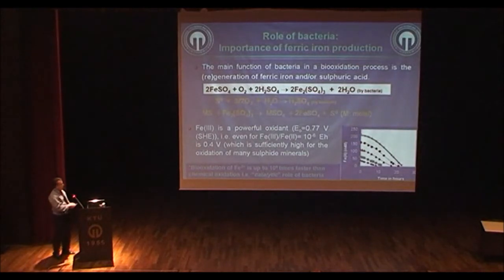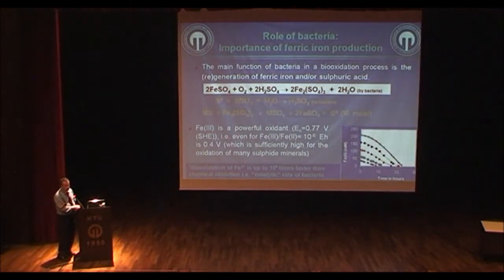So, what's the role of bacteria? The main characteristic of these bacteria is their ability to utilize ferrous iron, in other words, converting ferrous iron to ferric iron and elemental sulfur to sulfuric acid. And this is the primary role in the biooxidation or bioleaching processes.